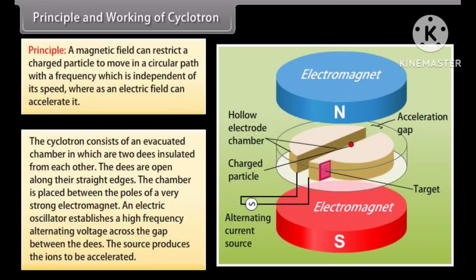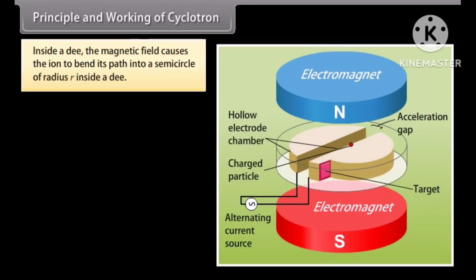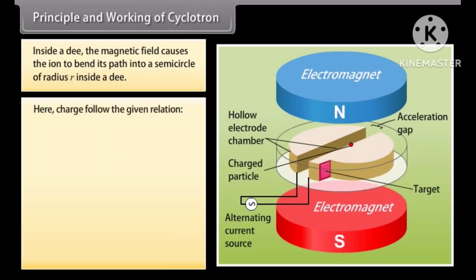Suppose an ion with a positive charge Q and mass m is at the center of the gap when D1 is at negative potential with respect to D2. The ion is accelerated across the gap by the electric field between the Ds towards D1. Inside a D, the magnetic field causes the ion to bend its path into a semicircle of radius r. Here, the charge follows the given relation: QvB = mv²/r.